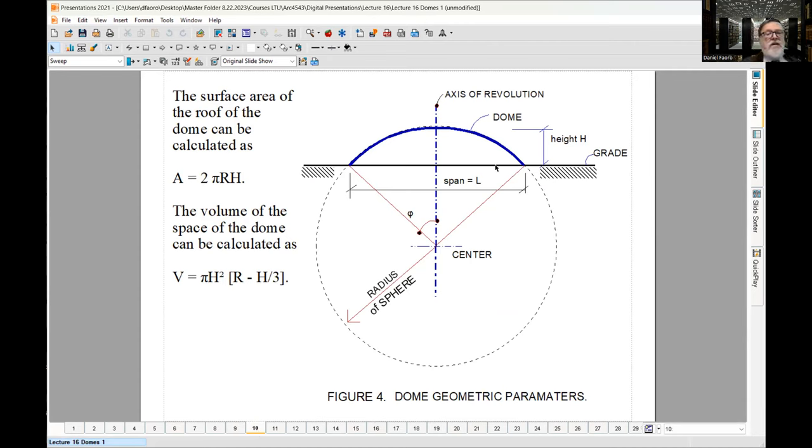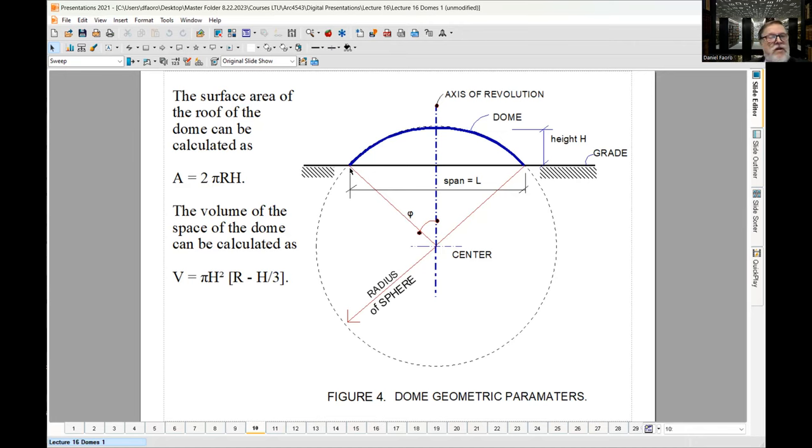So H is the height above grade. This is from this point to the cap or the crown. That's where the tangent point of the surface of the curvature is parallel to the ground. And our generating radius is this one. And obviously this is a circular condition. This is a circular defined geometry. And this would be our cutoff point, so to speak.